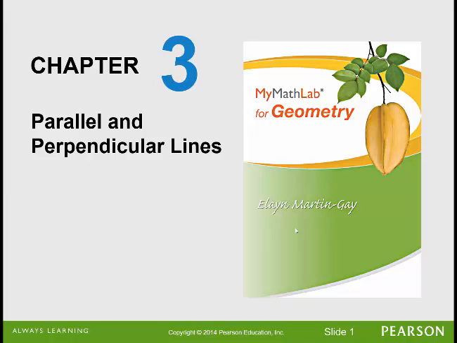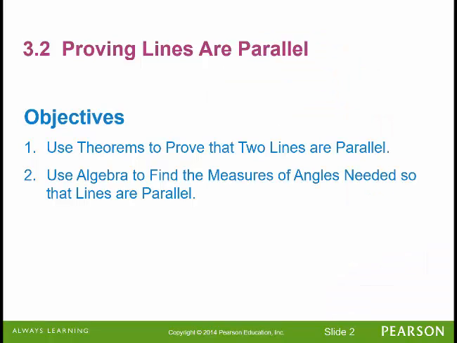Hi class, so we continue our study in chapter 3 here, and we are moving into talking about section 3.2, which is all about proving lines are parallel. All right, so we have two objectives in this section. The first thing we want to do is use theorems to prove that two lines are parallel, and I'm going to introduce in this video a lot of theorems to go through, and I'll show examples and how we use them and provide context for them. And then the last thing we're going to do is use algebra to find the measure of angles needed so that the lines themselves are parallel.